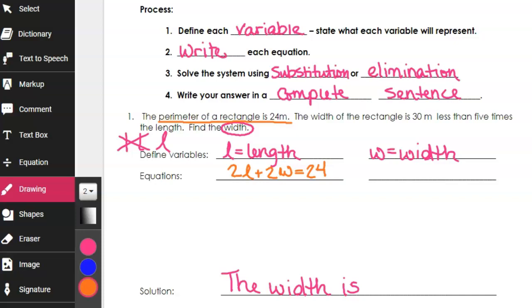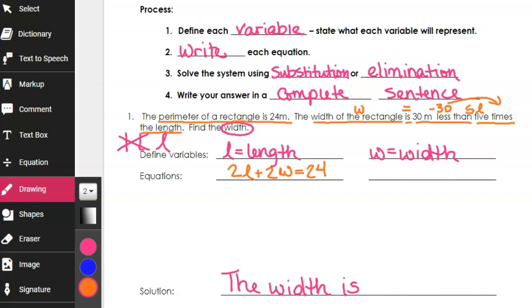So there's one equation. The second equation comes from the second sentence. It says the width of the rectangle, so W, translates to an equal sign. 30 meters less than, so something minus 30, but that probably should go at the end of the equation. So 30 meters less than 5 times the length. So 5 times the length.